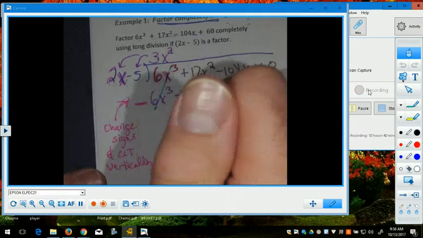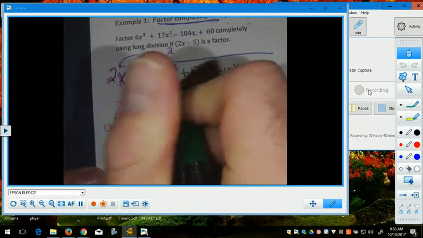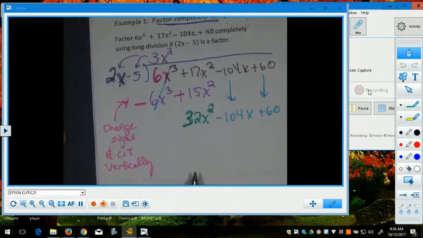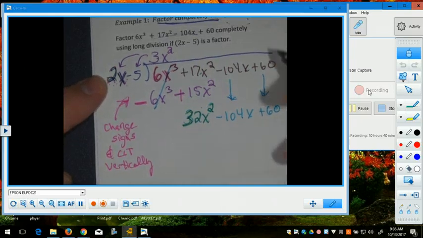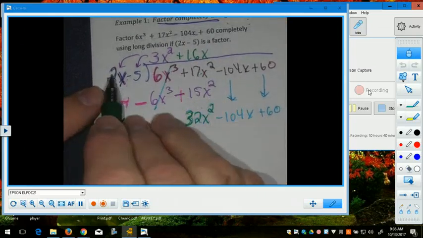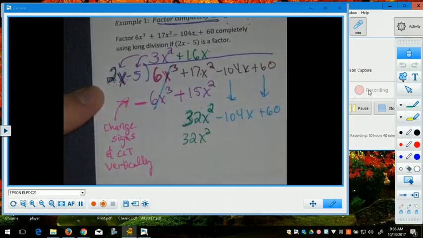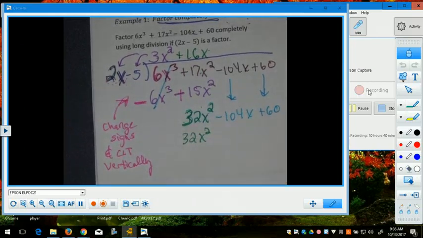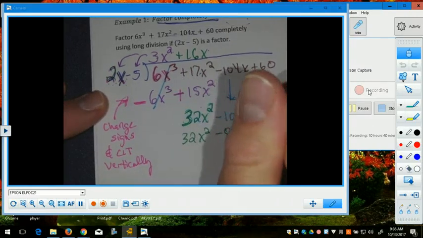The term that I'm focused on is this first one right here, and the first term of my divisor, the 2x. 2x times what is 32x squared? 16x. So I'm going to distribute the 16x. That gives me 32x squared. Distribute it to the negative 5. That gives me negative 80x.